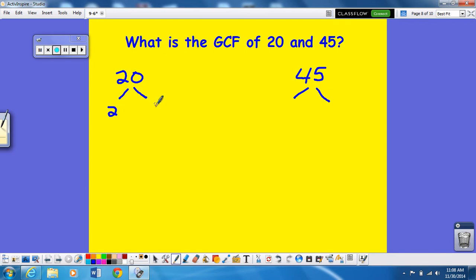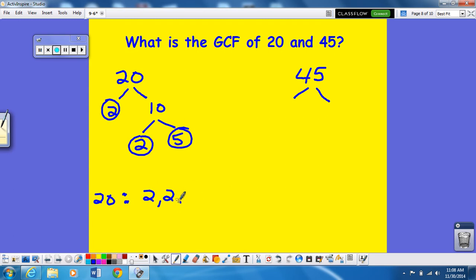I'm going to start with 2 times 10 because I know 2 is prime and I can be finished with that side. 10 would be 2 times 5. Those are both prime. So let's go ahead and start our list down here. 2, 2, 5.